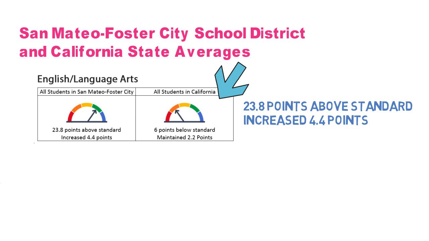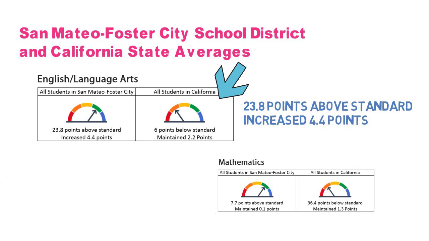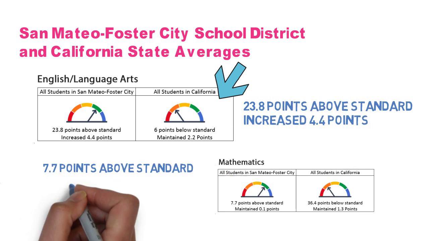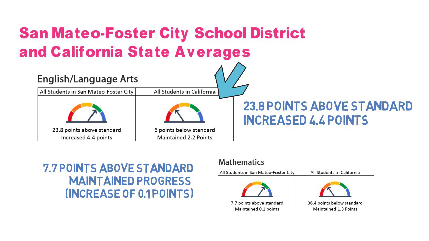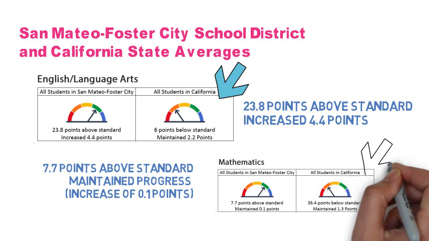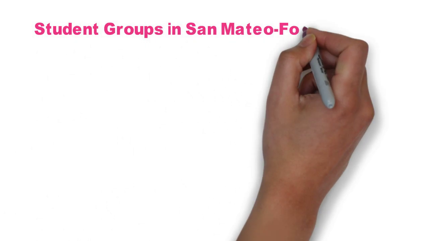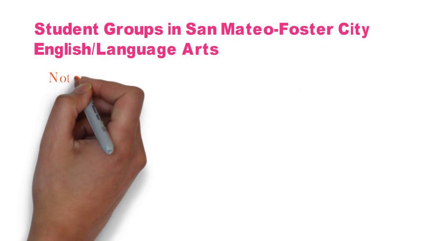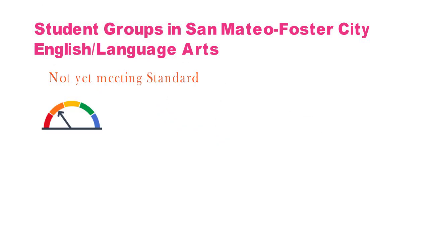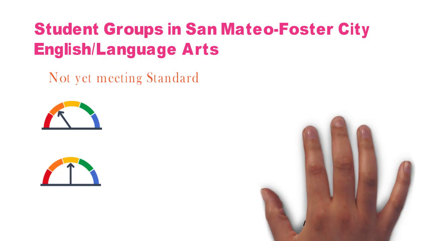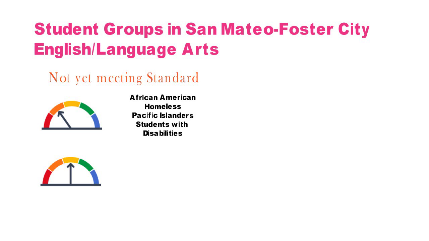In math, our mean score was 7.7 points above the standard, compared to the state average of 36.4 points below the standard. But not all student groups have the same performance. Red, orange, and yellow bands show students who are not yet meeting the grade level standard, and in English Language Arts, those student groups are listed here or on the handout that you can access through the QR code or link on your data summary sheets.